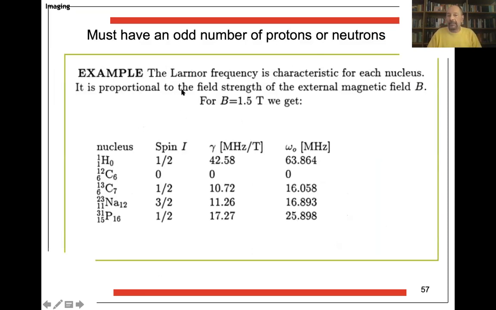Now, this is an example. Of course, you must have an odd number of protons or neutrons. One of the two has to be odd. And then you already see that hydrogen is ideal, because most of the elements in our body have the same number of protons and neutrons. These are not very common, but for hydrogen, which is extremely common in our body because it's in water everywhere, the spin is 1/2. For hydrogen, the gamma is 42.58 megahertz per Tesla. And at 1.5 Tesla, you have a Larmor frequency of 63 megahertz.